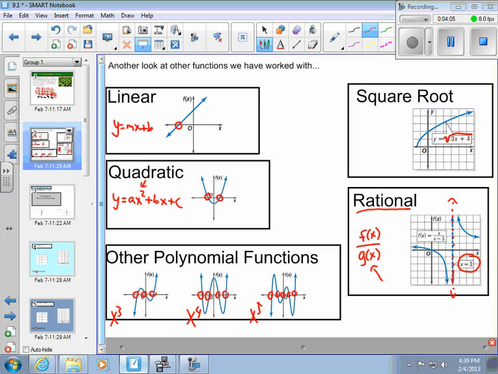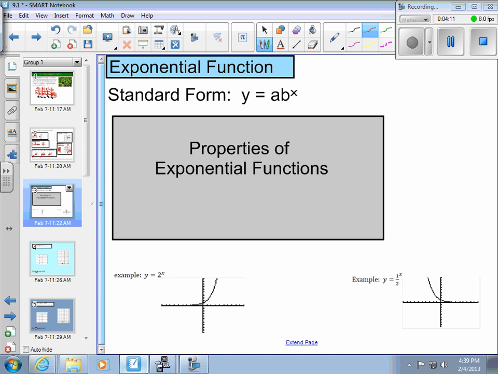This exponential one's the last type we're going to be looking at for the year. All right, what are some things then that we should know about exponential functions? Exponential functions are going to have this standard form listed here, y equals a times b to the x. So things we'll talk about with this.